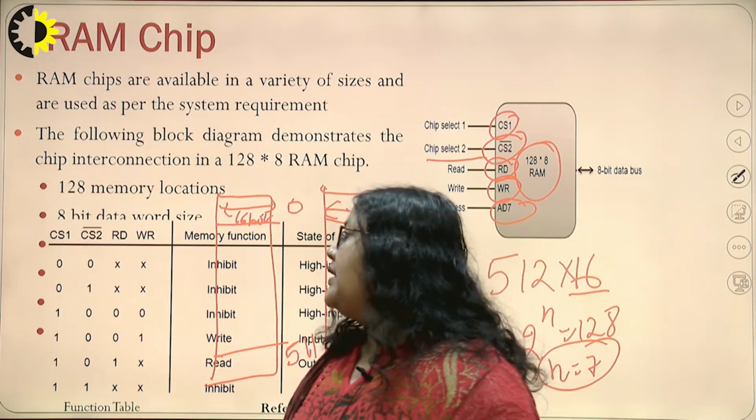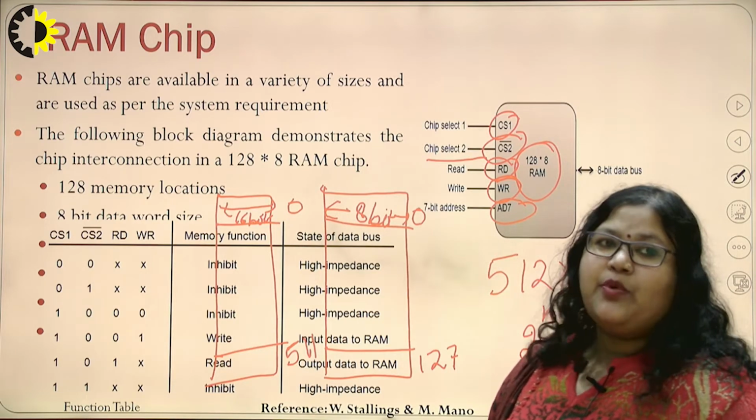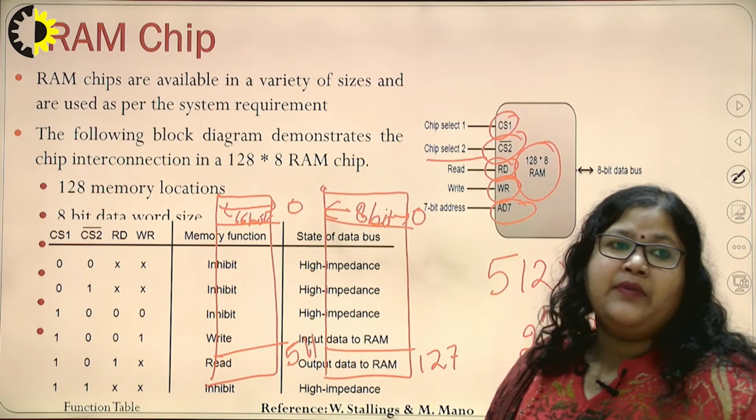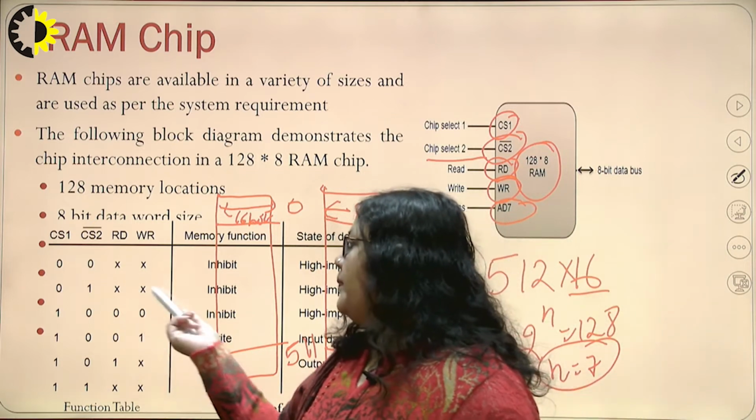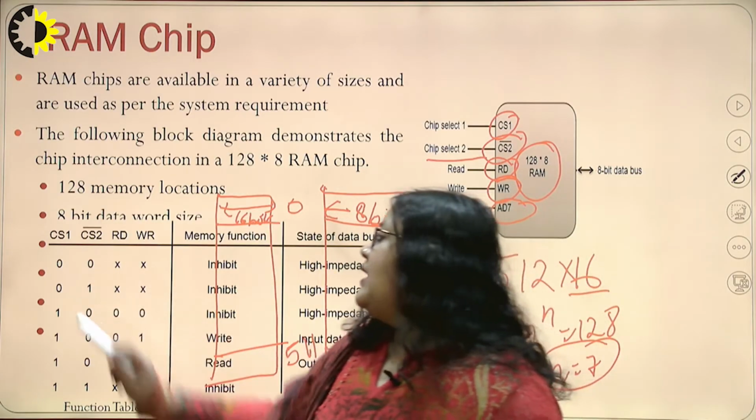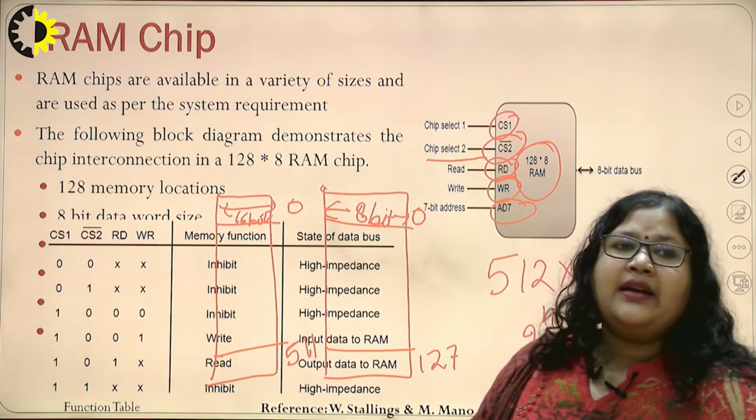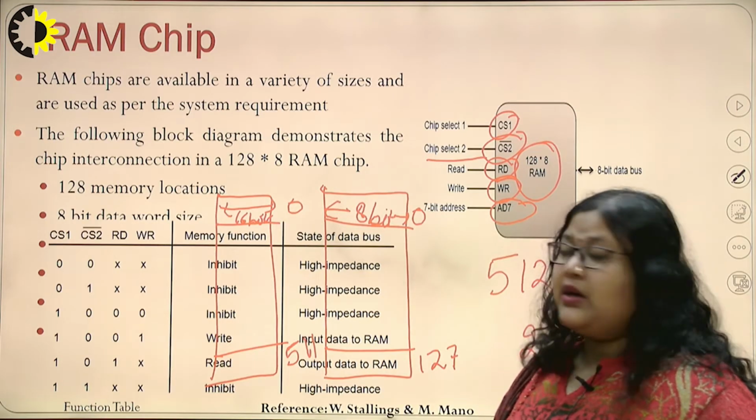And that CS1, CS2, if CS2 is 1, then there is no response from the RAM chip, because CS2 complement we use as the ROM chip selection. So this is basically high impedance in this particular case also. But when the chip select is 1 but read and write is 0, it is also high impedance, because no operation is performed in this particular case.